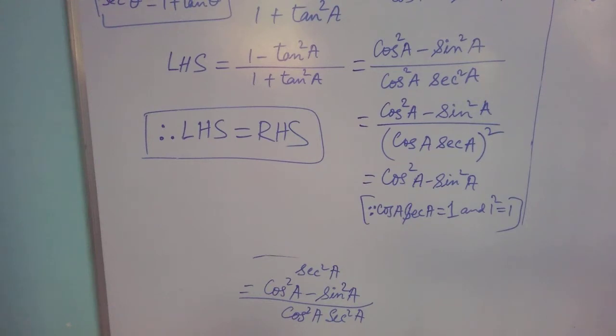And the next problem, problem number 9: in triangle ABC, right angle at B, if tan A is equal to 1 by root 3, find the values of sin A cos C plus cos A sin C, and cos A cos C minus sin A sin C.